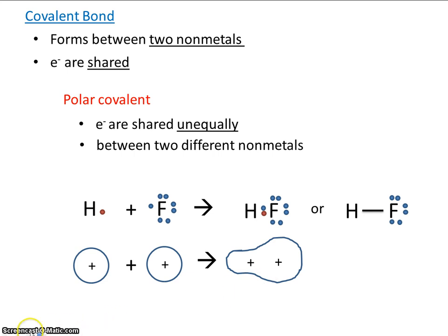So in this video, we looked at ionic bonding and we looked at covalent bonding. In ionic bonding, the electron was transferred, and in covalent bonding, the electron was shared. It was either shared equally or unequally, depending on if the bond was nonpolar or polar.